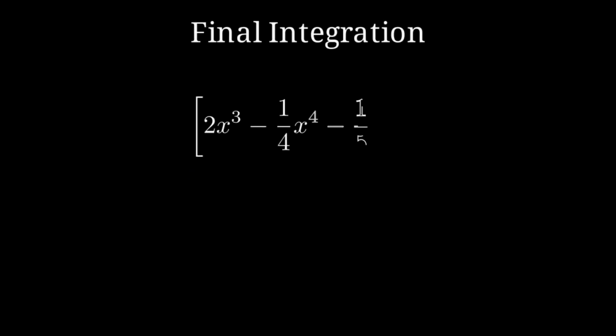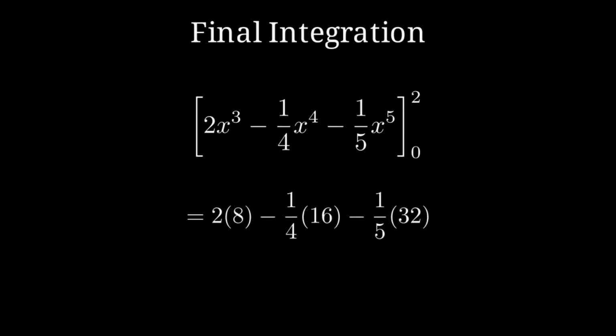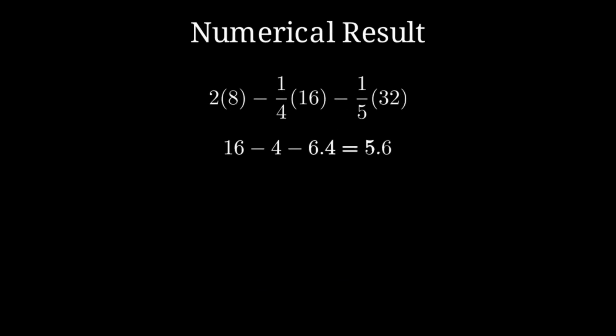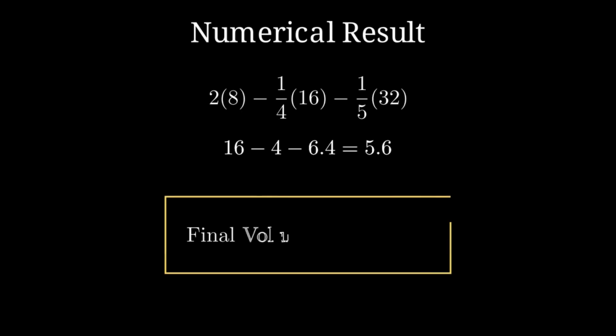We find the antiderivative of each term: 6x squared becomes 2x cubed, x cubed becomes 1/4 x to the fourth, and x to the fourth becomes 1/5 x to the fifth. Now we plug in our bounds. By calculating the values at the upper bound and subtracting the values at 0, we get 16 minus 4 minus 6.4. This gives us a final result of 5.6, which is the total volume under the surface over region R.